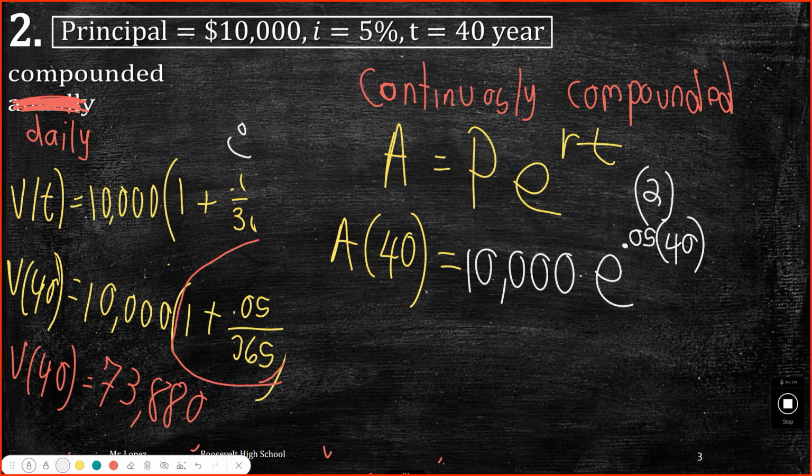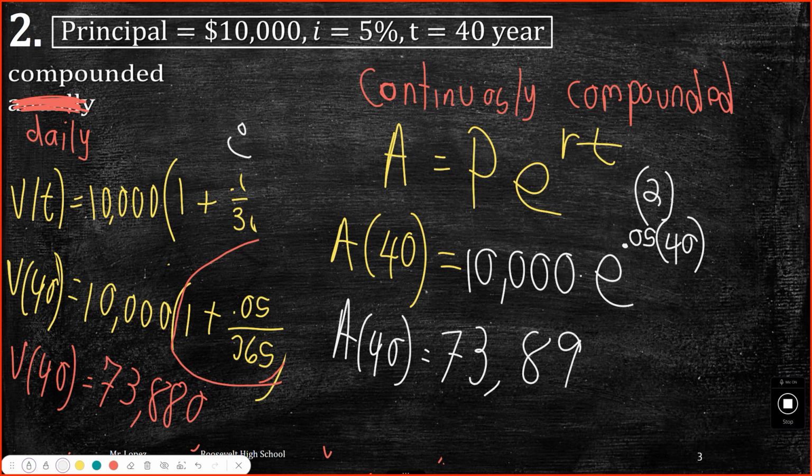What are you getting? What's the amount of money after 40 years? 73,890. Let's round it up, $891. Okay, so what's the difference between compounded daily and compounded continuously? Well, how much is the difference? Is that about $11? You know what? There's not much of a difference. This is the maximum you will get. And that is it for today. That's the lesson.